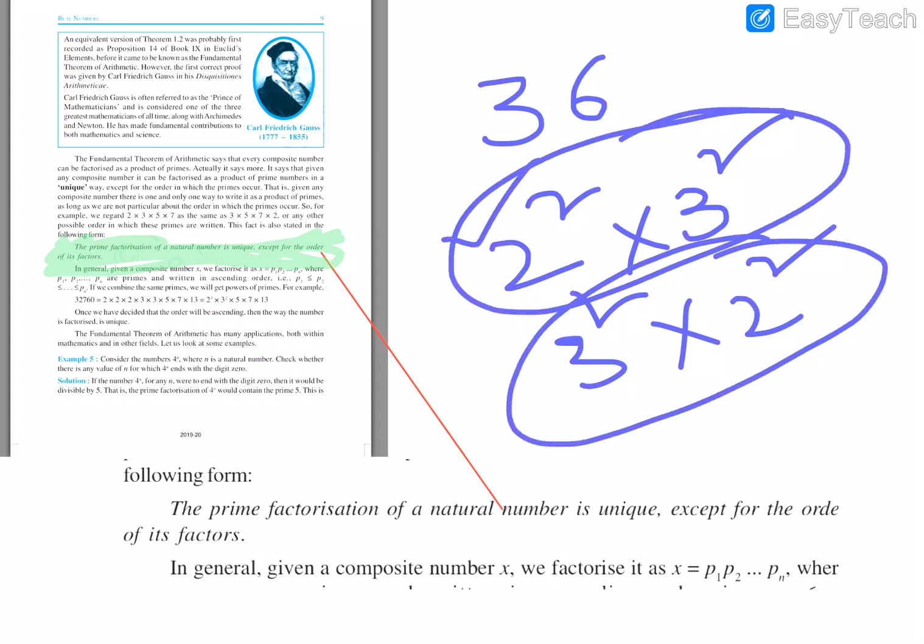2 comes 2 times and 3 comes 2 times, that's it. The order may differ. Here someone got 2 square into 3 square, someone got 3 square into 2 square. The order may change, but basically the prime factorization will remain the same. So this is the fundamental theorem of arithmetic. So write down this in your notebook.